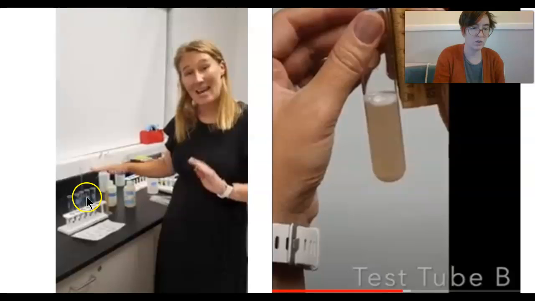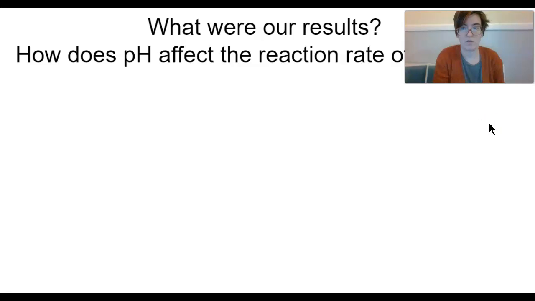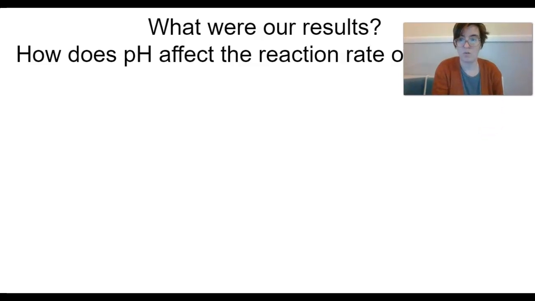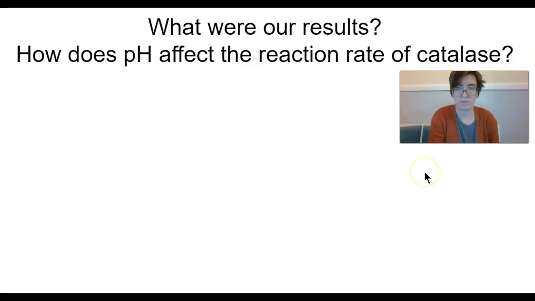So what she was doing here is she has different pHs in each of these test tubes. Some are more acidic, some are more basic, some are in the middle. She added the catalase to the hydrogen peroxide in these different pHs, and then you were able to pause the video and measure the height of the bubbles here. That's what you did. So what were our results?